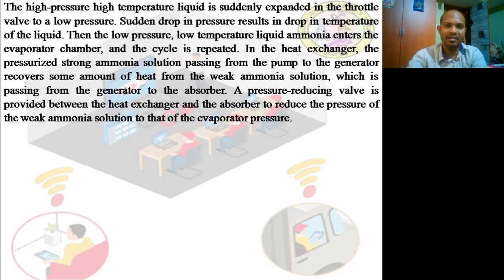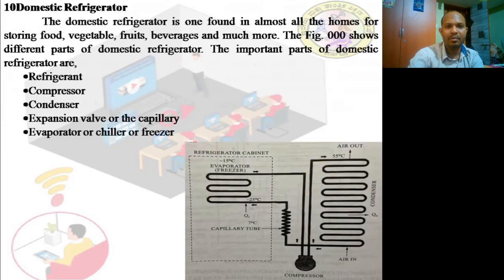In the heat exchanger, the pressurized strong ammonia solution passing from the pump to the generator recovers some amount of heat from the weak ammonia solution, which is passing from the generator to the absorber. A pressure reducing valve is provided between the heat exchanger and the absorber to reduce the pressure of the weak ammonia solution to that of the evaporator pressure. This is the major working principle of the vapor absorption refrigeration system.